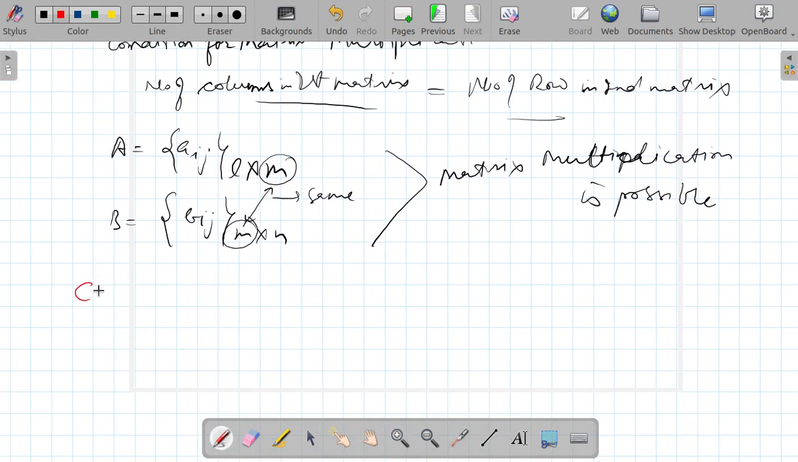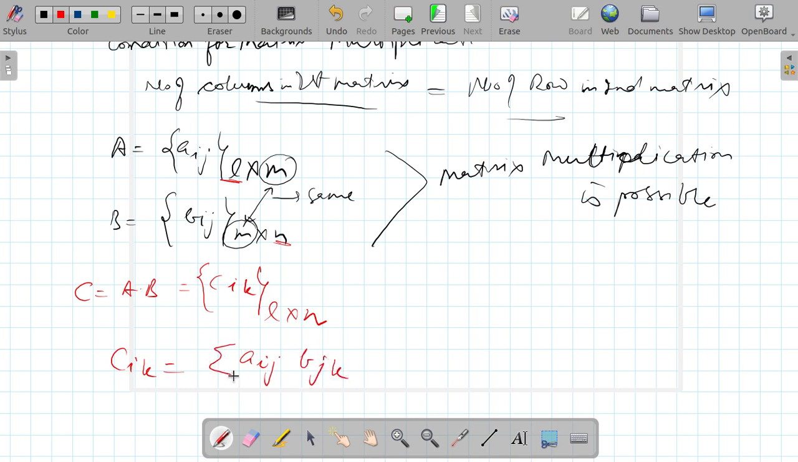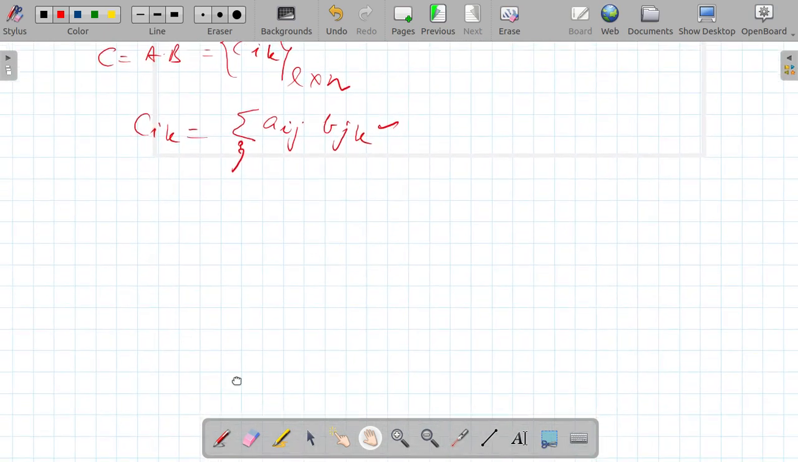C is equal to A dot B, and it can be C_ik, and the resultant matrix will be of the order of this, right? So it is L cross N, and this C_ik element is represented as A_ij and B_jk, their summation over j, the ikth element defined in this manner, right? So it's the summation over j. So let us try to understand it by taking an example of how things can be written.